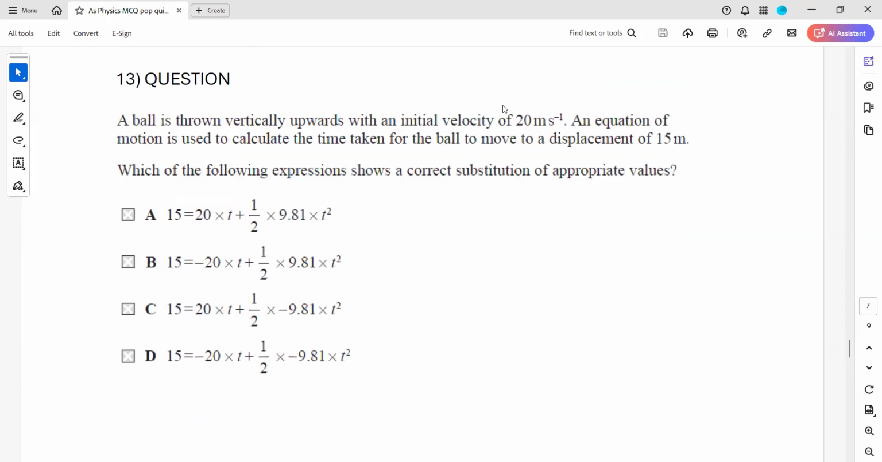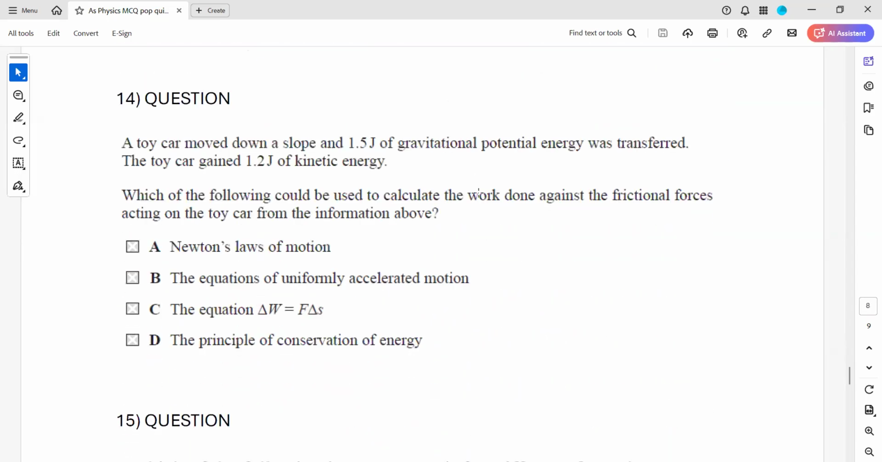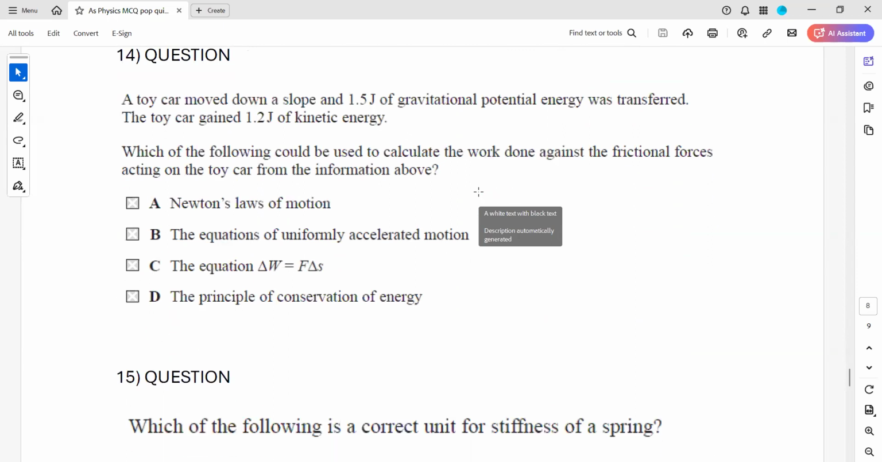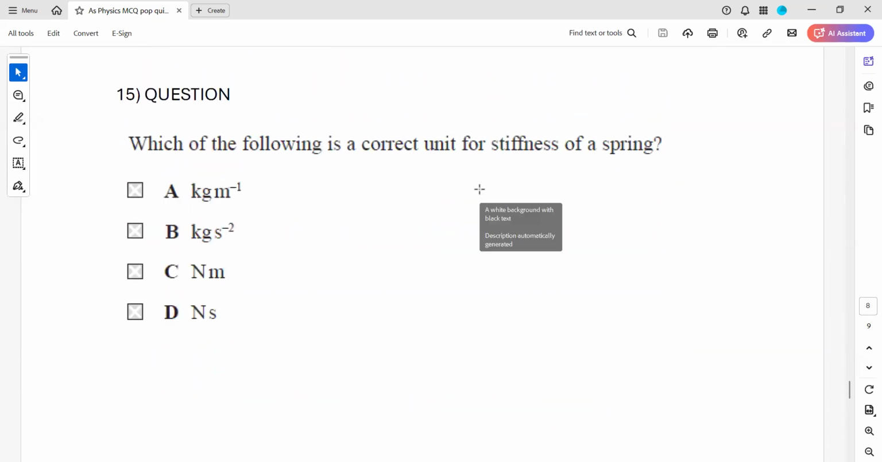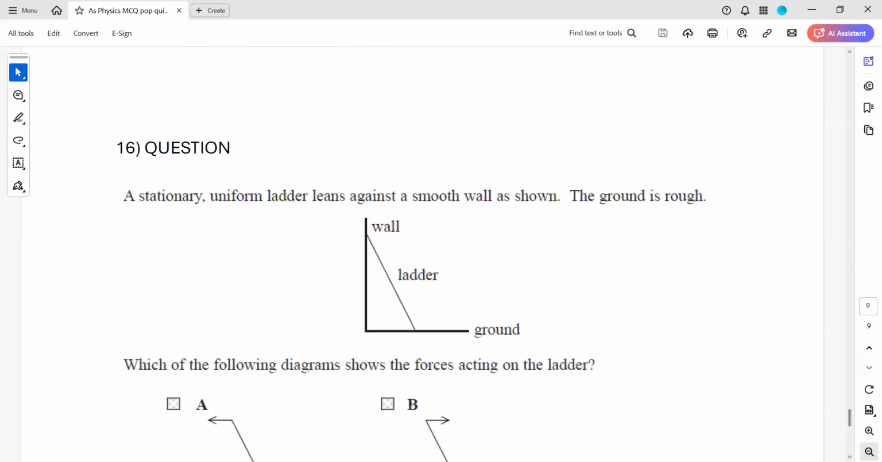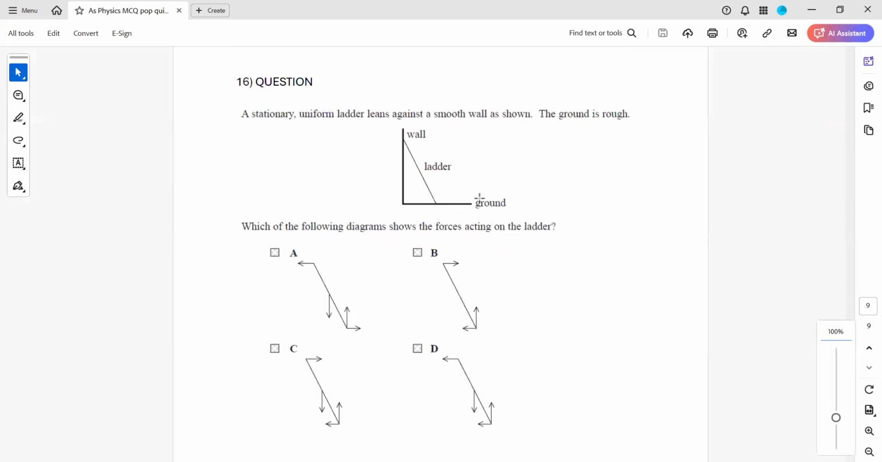Question 13. Any doubt? This is related to equation of the motion. Question 14. Any doubt? Question 15. No doubt. Question 16. Any doubt? That is the last, I guess. Yeah, this is the last question. Any doubt in this?